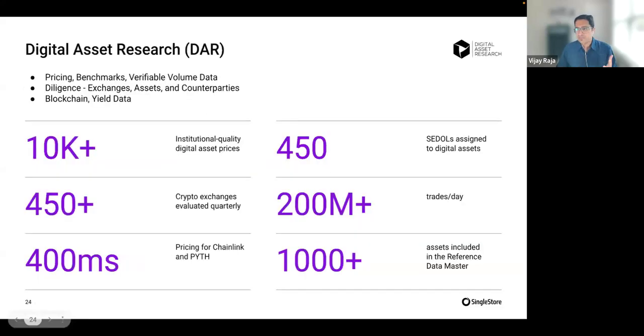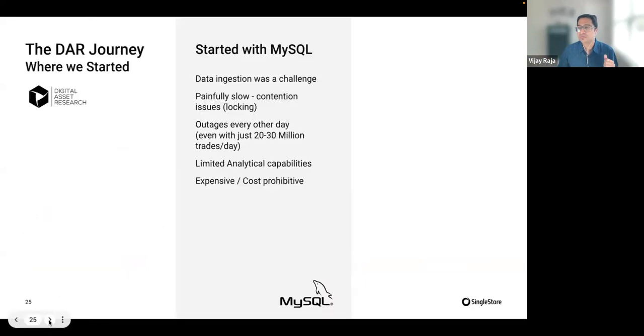Now, look at the volumes. Across the 10,000-plus institutional-priced digital assets that they track, there are 200 million trades per day. You can talk about scale: 200 million trades per day. And look at their SLAs: 400 millisecond pricing for Chainlink, 1 second pricing for Bloomberg. So these are some of the things Digital Asset Research was trying to tackle.